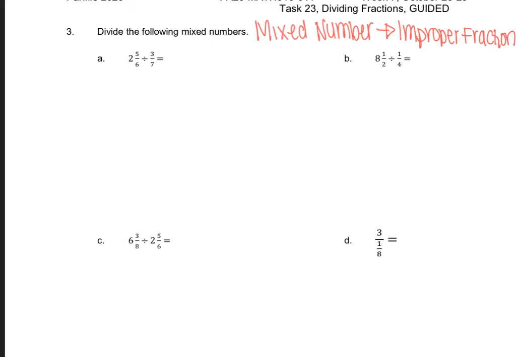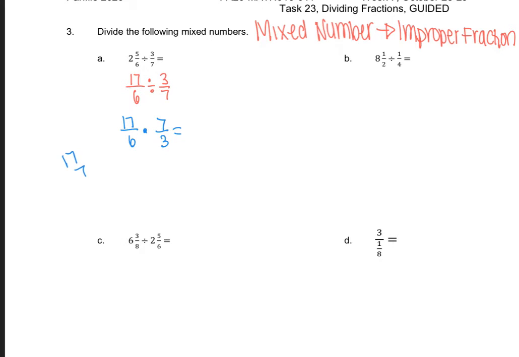Before we do anything, I'm going to do that first. So I get 17 over 6 divided by 3 over 7. And then I'm going to do my process. I keep the first, I multiply, I flip the second.